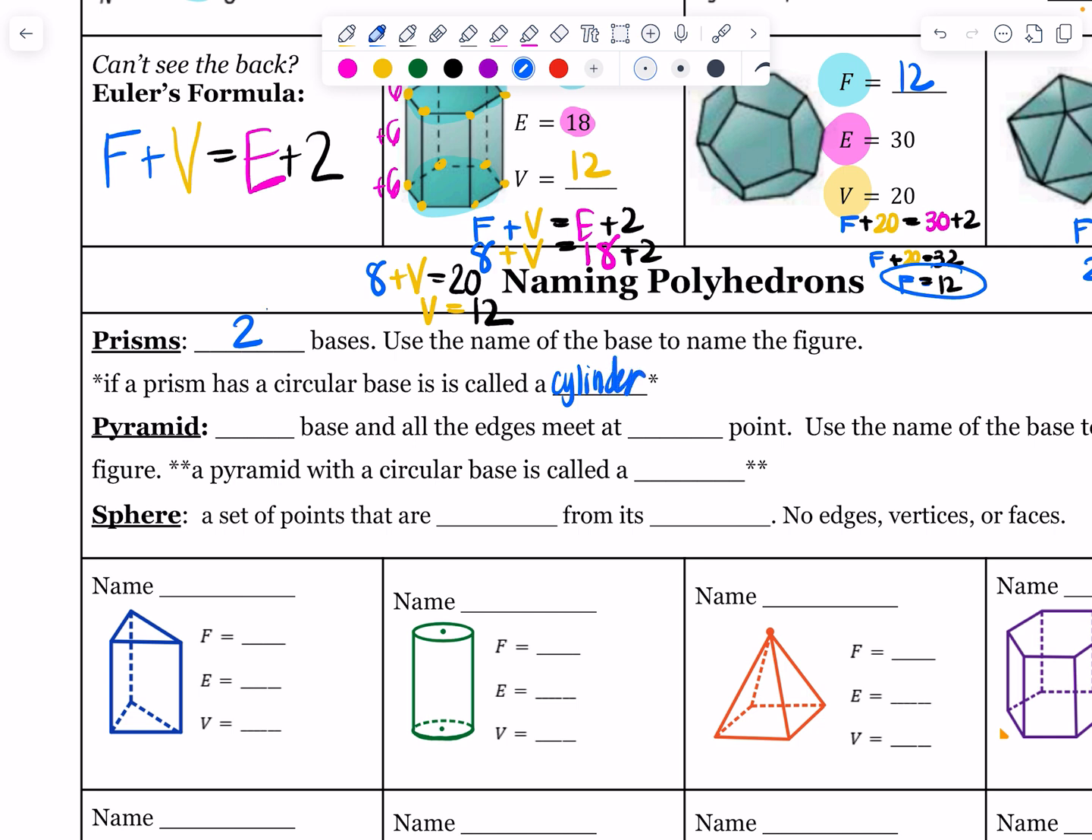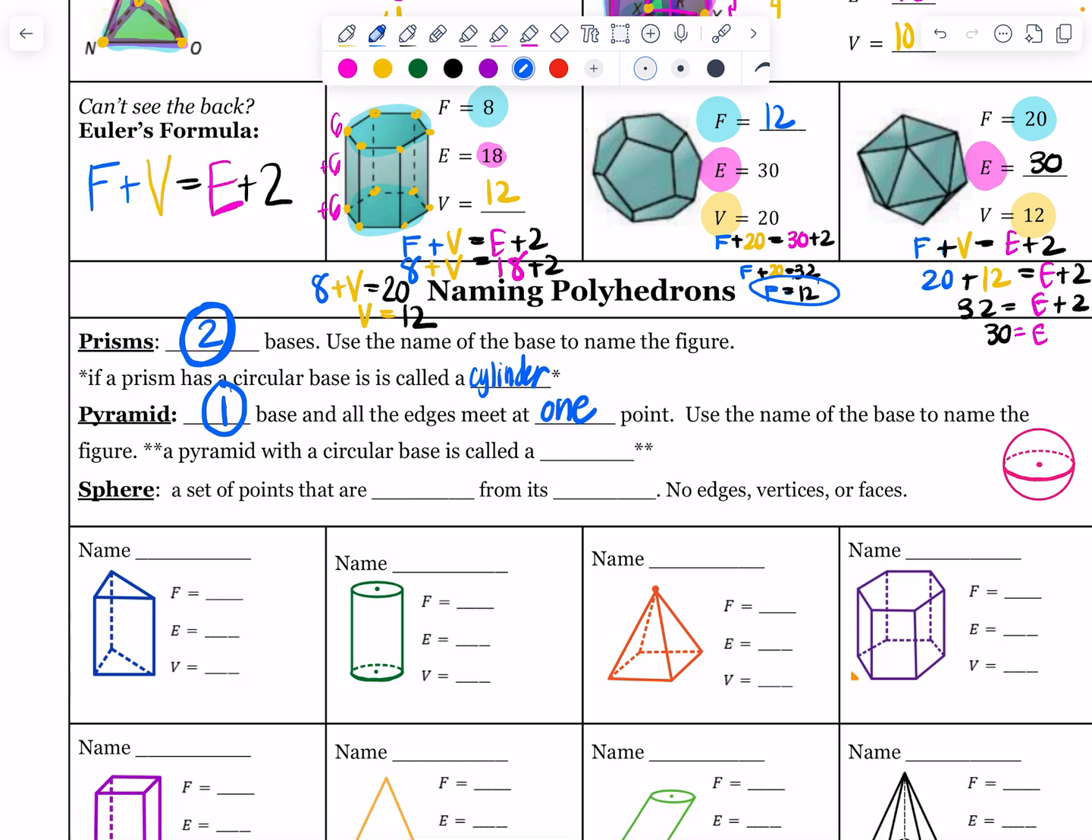Okay, so prisms are going to have 2 bases. Let's go numerical there. That's going to be important. A pyramid is going to have 1 base, and all of the edges meet at 1 point. Use the name of the base to name the figure. If it has a circular base, it's going to be called a cone. So a prism with a circular base is called a cylinder, and a pyramid with a circular base is going to be called a cone.